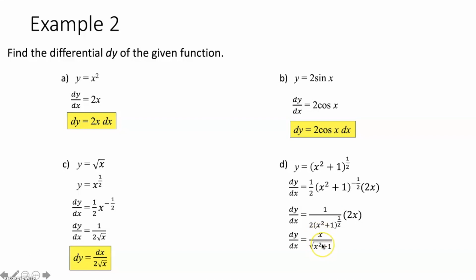And now it looks like I'm done, except, remember, I need to find dy. I'm finding the differential of y, so I need to get that by itself. So I multiply both sides of the equation by dx, and I'm done.